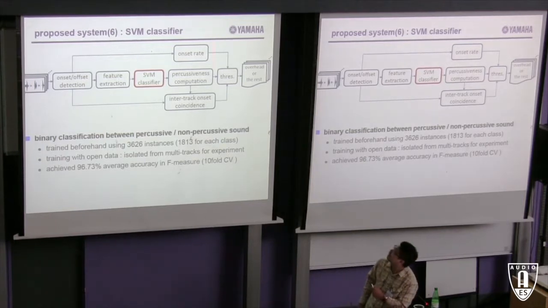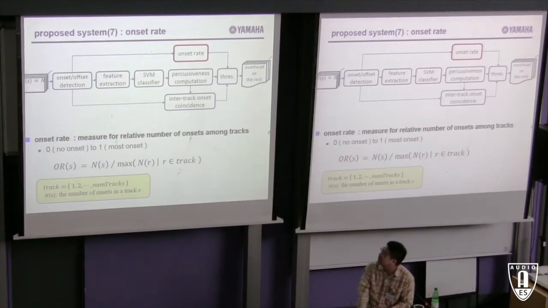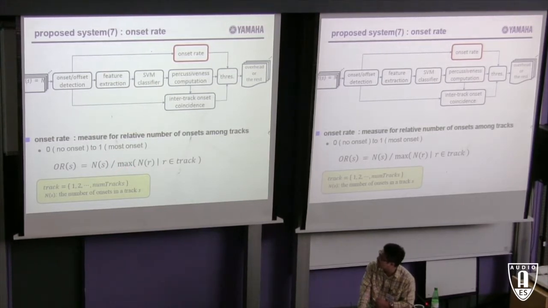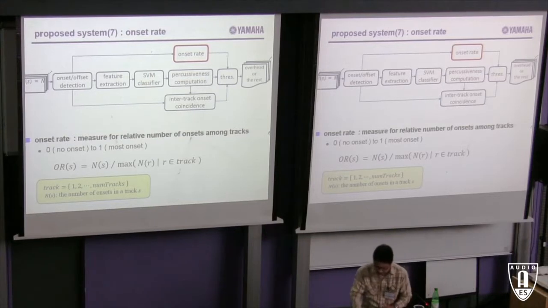Okay, let me go to the 3 criteria that correspond to characteristics A to C that I explained in the concept slide. The first one is onset rate. This is given by the definition: the number of onsets in a track S is normalized by that of the track having the most onsets. So this gives a 0 to 1 measure corresponding to the number of onsets in a track.